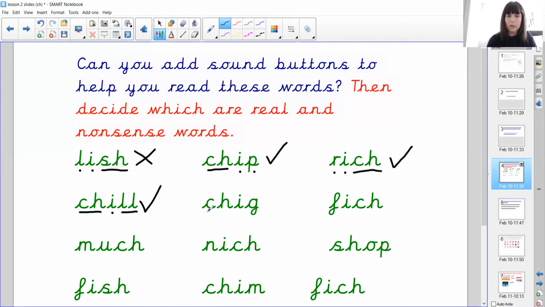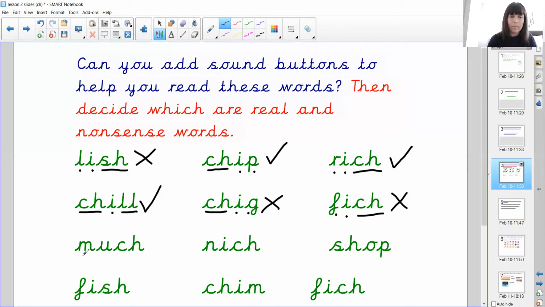And now we've got ch, i, g. Did you manage to get that one? Chig. Is that a real word? Chig? No, I've never heard that before. And this one, f, i, ch, fitch. That doesn't sound right either. Yep, that's a nonsense word. Well done if you're getting these.